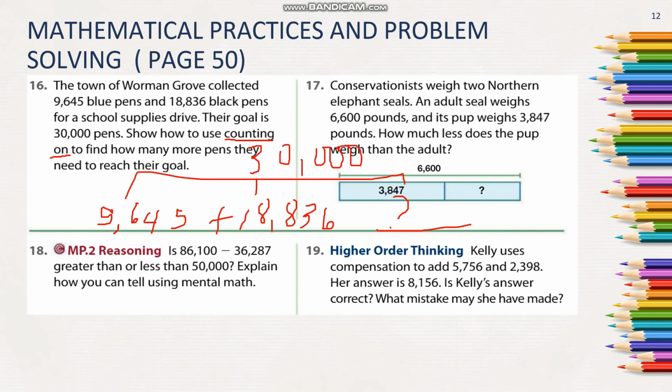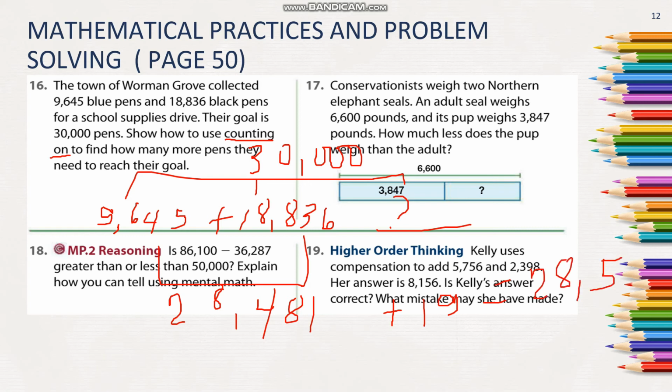So how am I going to use counting on? Of course, I'm going to add these two first. If I add 9,645 plus 18,836, the answer is 28,481. So I will use counting on now. How many do I need to add? Any number. For me, I added 19 to make it 28,500. Then from this 28,500, I will add another 1,500 to make it 30,000. So I completed 30,000, because the total must be 30,000.